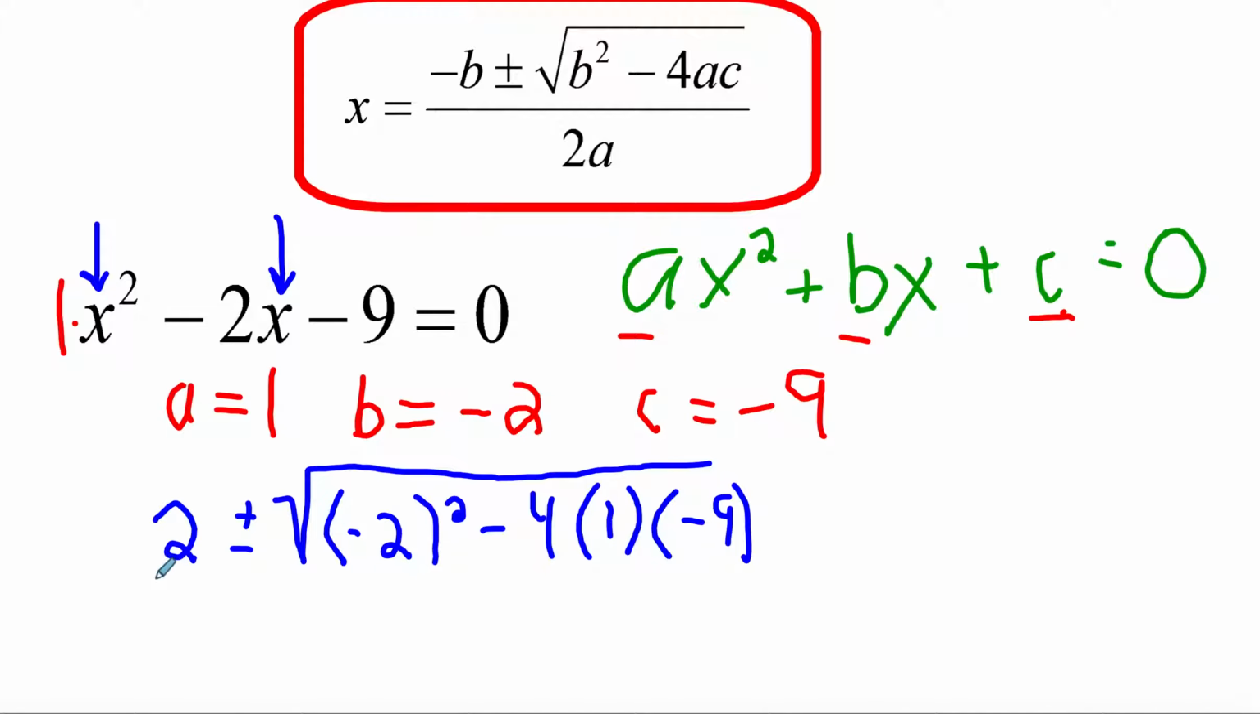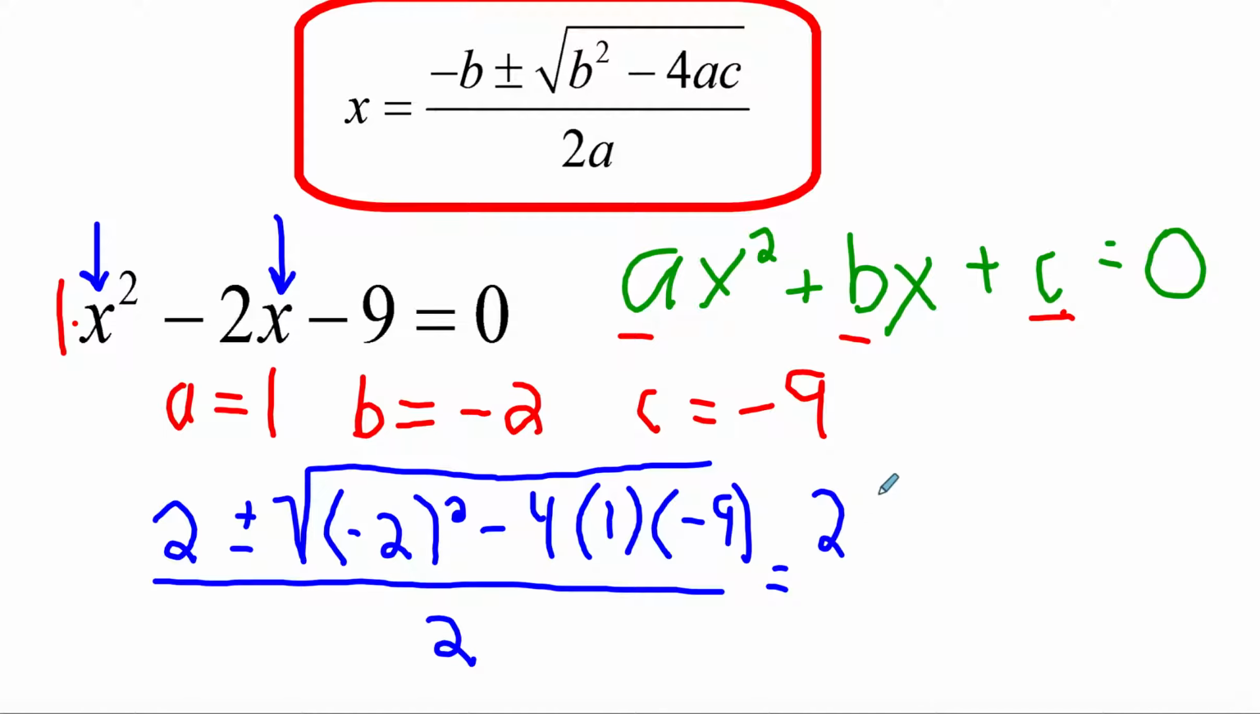All of that over 2 times a. Well, what is a? A is 1. 2 times 1 is 2. Now, are we done? No, we have lots of stuff here. We need to simplify what's underneath this radical. So we're not going to worry about anything that's underneath the radical for a little bit. So we're only going to do the math underneath the radical.